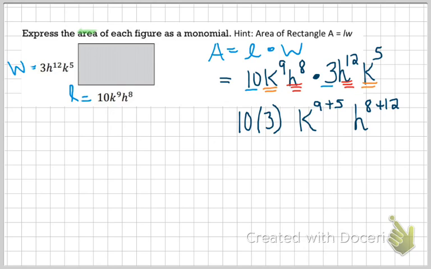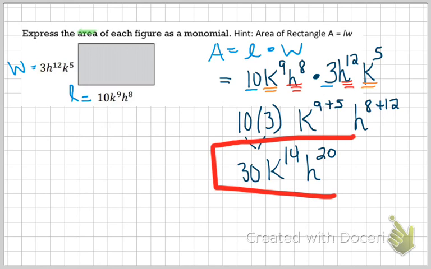I'm going to rewrite all this, and we get that the product of 10 times 3 is 30, k to the 14, and h to the 20. Nothing else we can do. Our answer is simplified, and we are done.